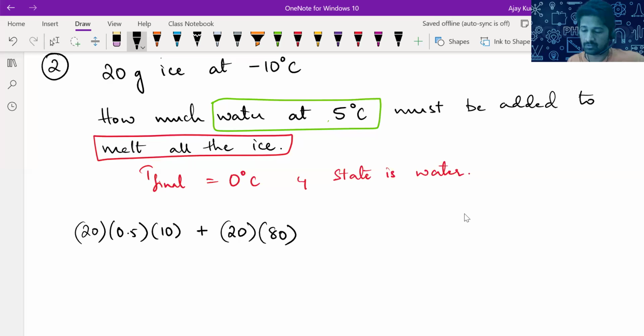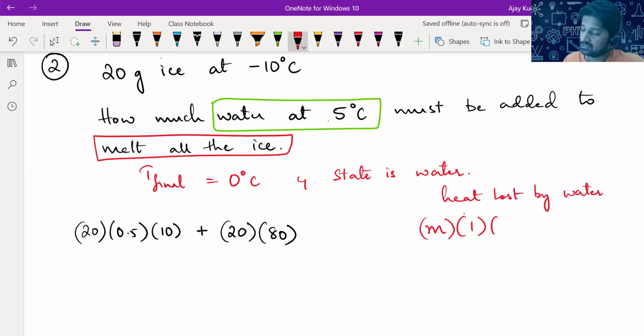And where will this heat come from? The water at 5 degrees has to supply heat. But as water at 5 degrees supplies heat, its temperature will keep coming down. So by the time the ice melts to water, the temperature of the water at 5 degrees should come down to 0 degrees. Then no further heat exchange will happen, and that is what we want finally. Now, if water at 5 degrees converts to water at 0 degrees, the heat that it releases you can find using m s delta T. We don't know how much water is there. Specific heat of water is 1. Then the temperature change. Now, we are writing the heat lost by water.